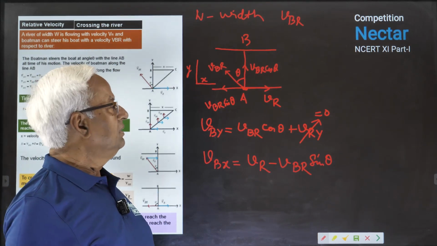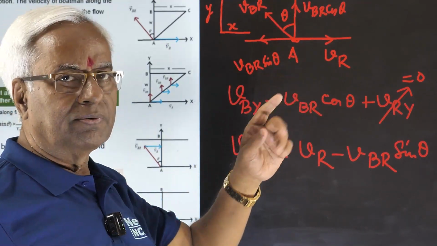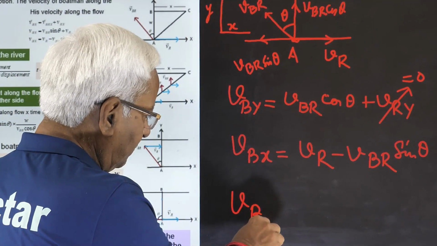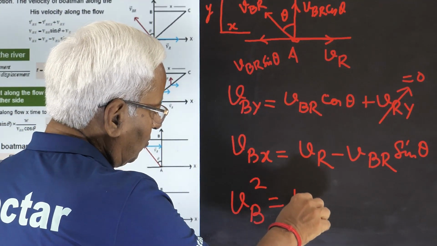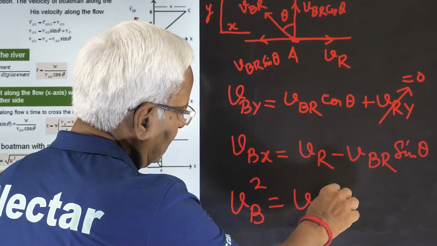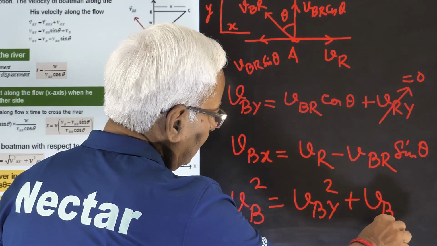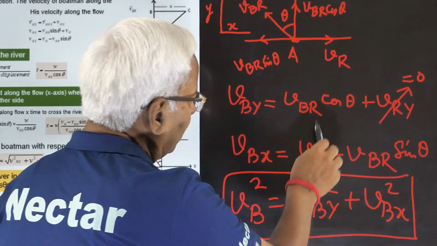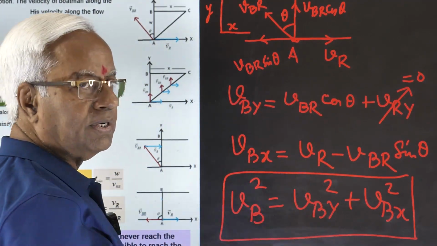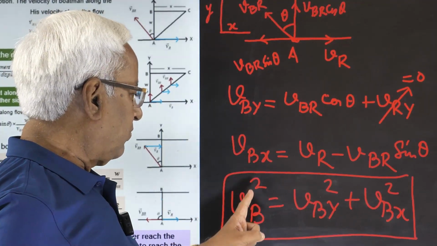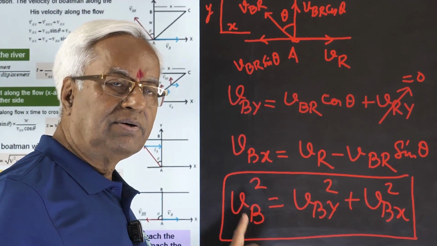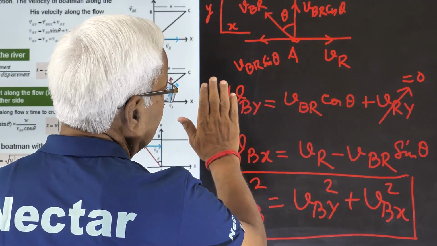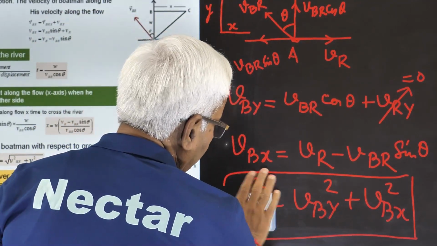You want to find what is the time. Here one thing I would tell you first, that if you want to find VB, then square of this shall be VBy square plus VBx square. Means by squaring the values of the two and adding together, you'll find the square of the resultant velocity.